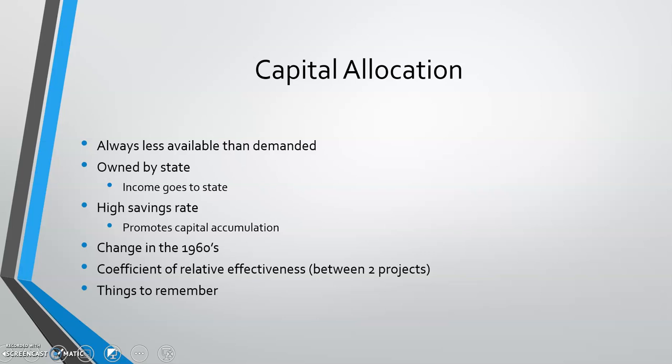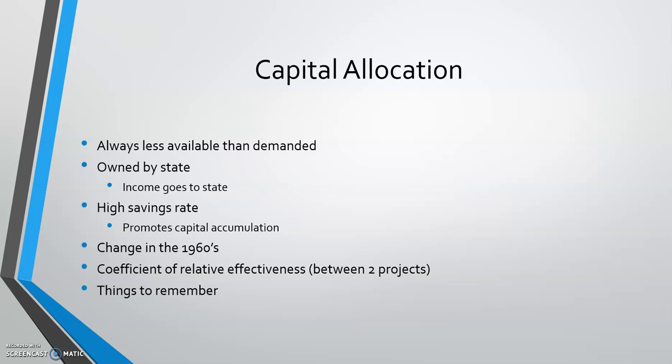Next, we have capital allocation. Obviously here, the majority is owned by the state. As we say, there's always less capital available than demanded. But here, the income generated by the capital goes directly to the state. Basically, the control of the wages and the control of the prices causes the savings rate to go high, which promotes capital accumulation. Except in the 1960s, we saw them begin to charge interest for using capital.